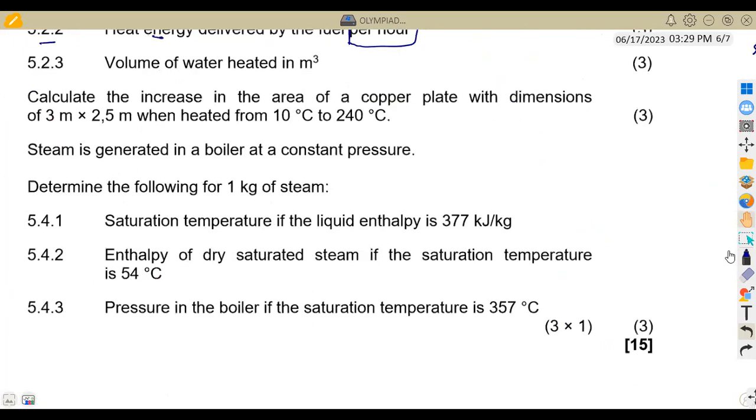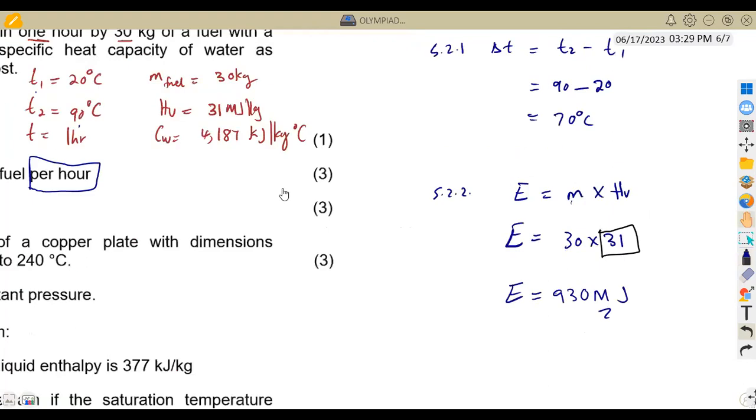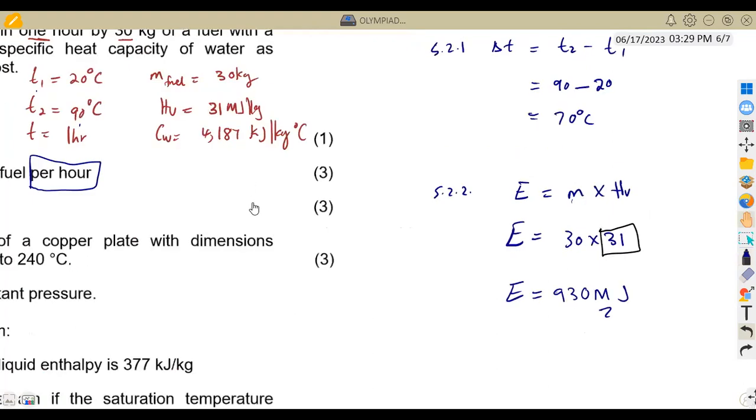Then on 5.2.3, we need to calculate the volume of water heated in cubic meters. Take note, we need the volume in cubic meters in this case. All right, so how can we calculate this volume? Let us consider what we can obtain.